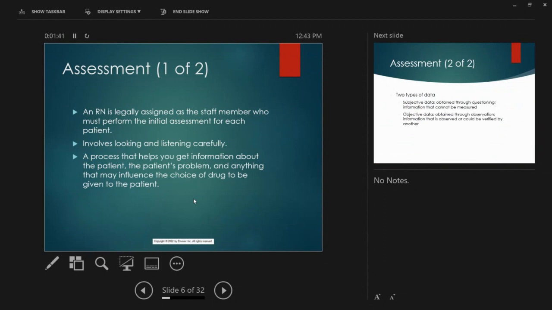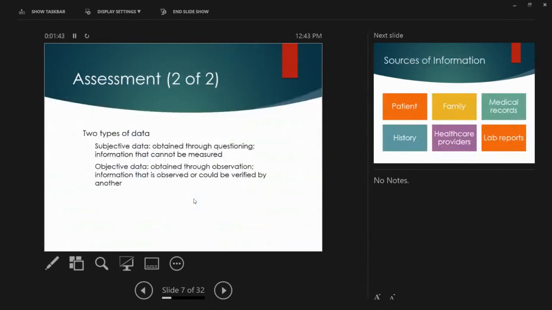Of course, we're going to collect our subjective and objective data. This will be a review. We know that information is subjective if you have to rely on the patient's words or if the symptoms cannot be felt by anyone other than the patient. And objective data is data that can be seen, heard, felt, or measured by someone other than the patient.